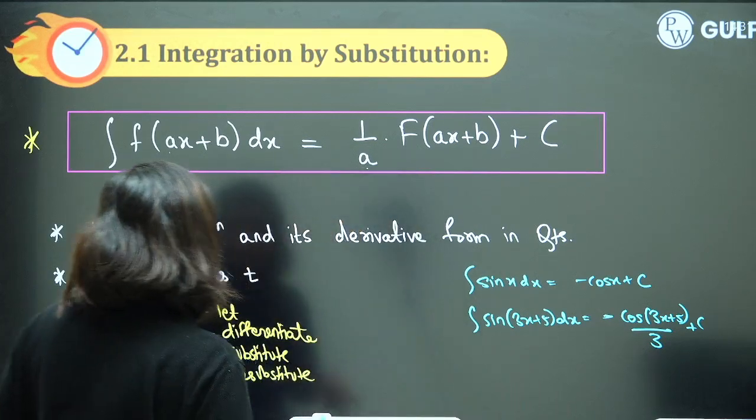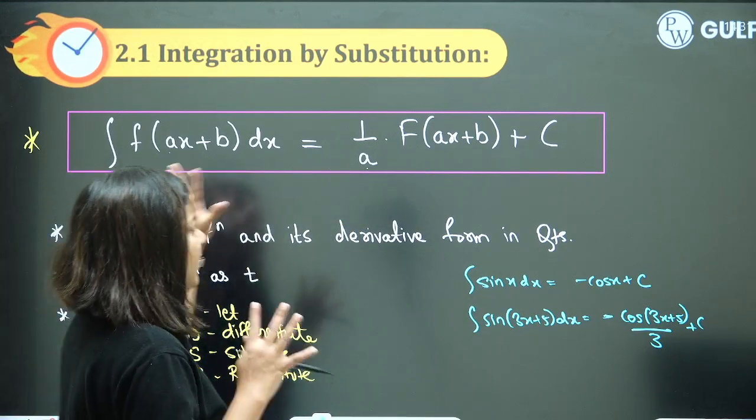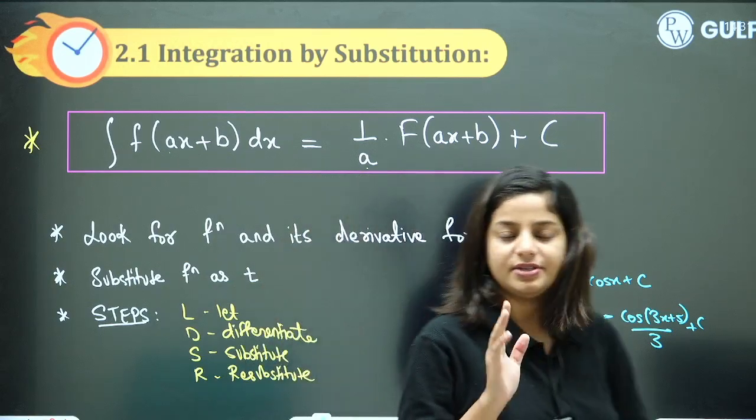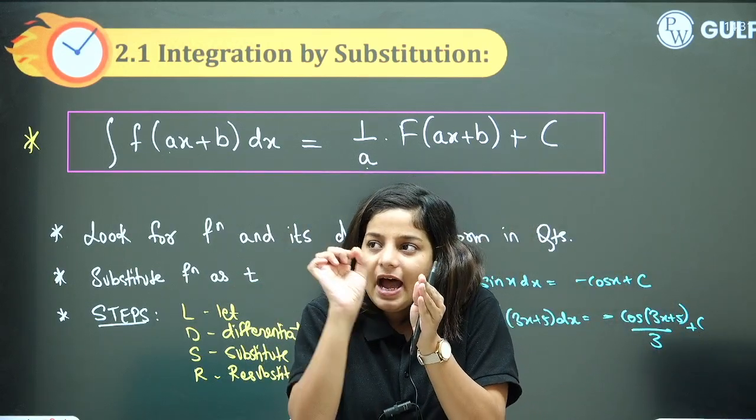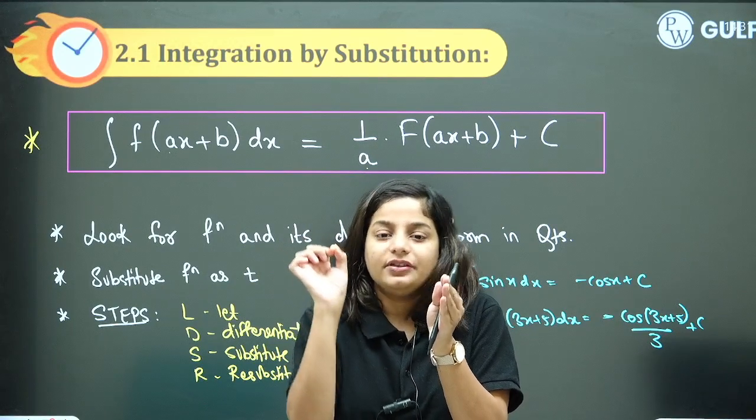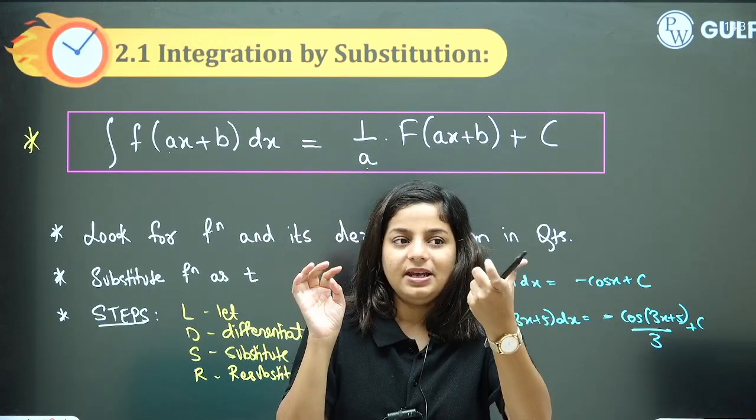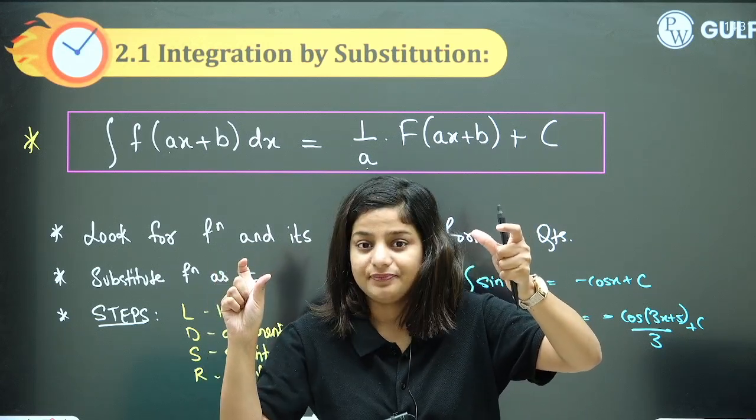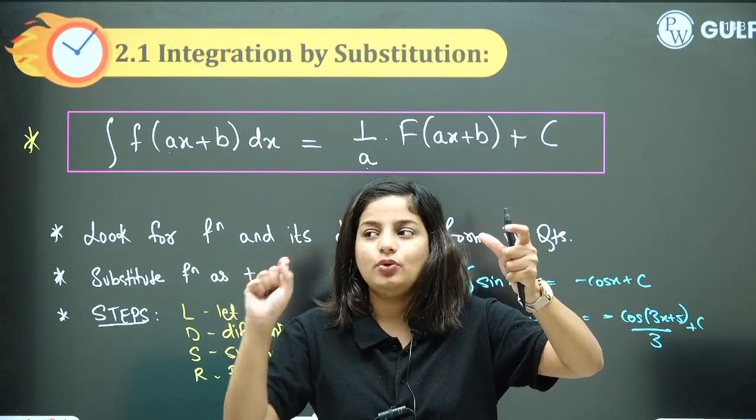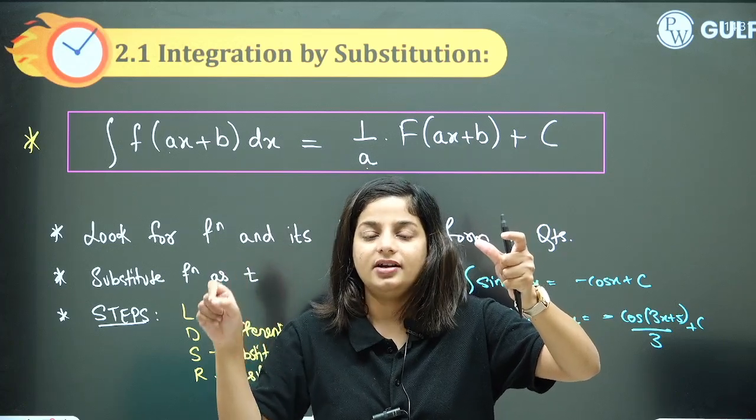Alright. Next, when to use substitution in a question. Whenever you see a function and its derivative in the question, like for example x square and its derivative 2x. If you're seeing x square and you see x, you may not see 2x exactly, but you see x, 3x, 100x, 1 by x.